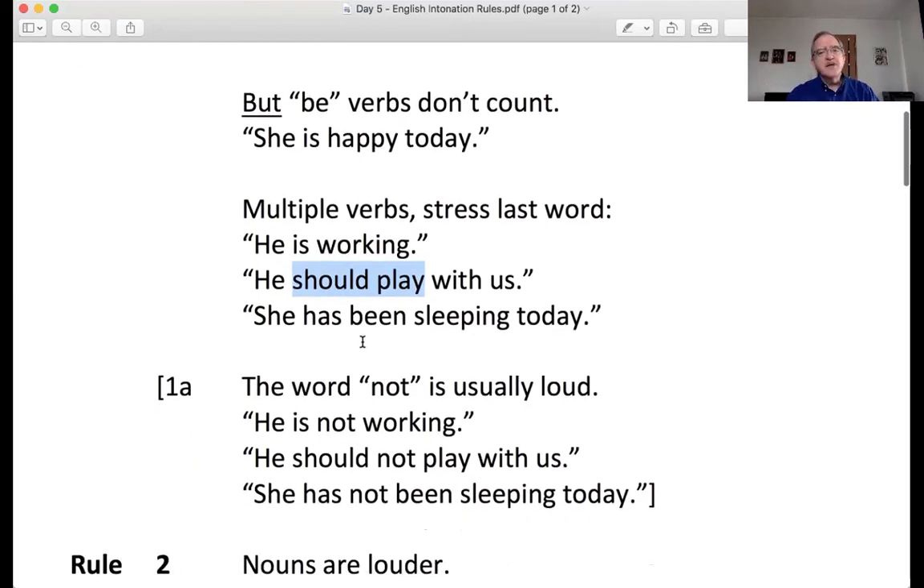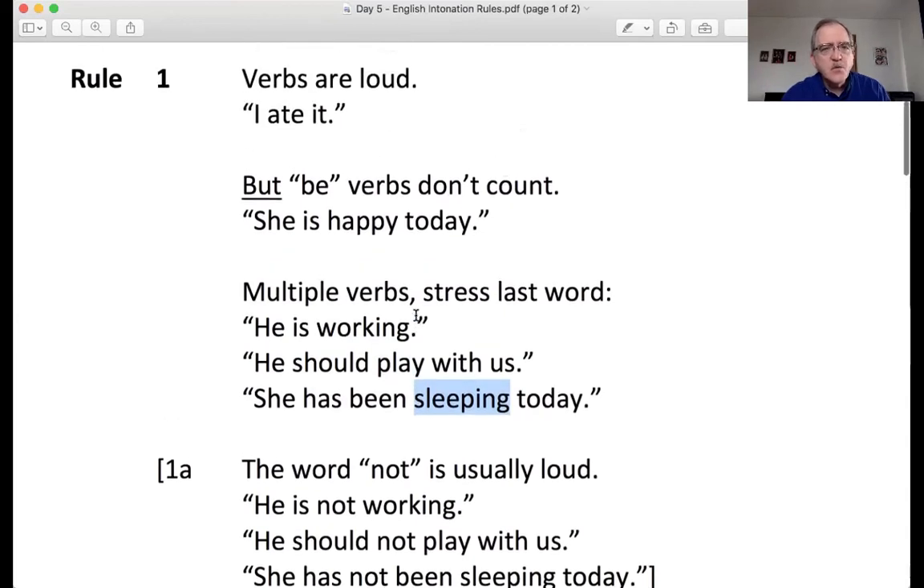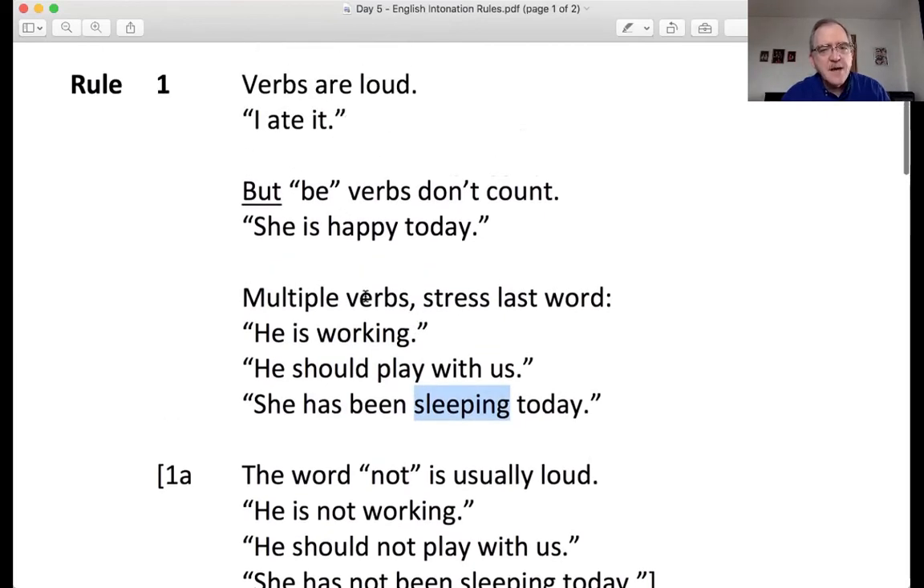She has been sleeping today. Now notice that there's three verbs. Has been sleeping. These two are important to show grammar, but grammar words usually don't have a stress. It's the last word that holds the meaning of sleep. So that is stressed. She has been sleeping today. Now, that's rule one, that verbs are loud, except not the be verb.